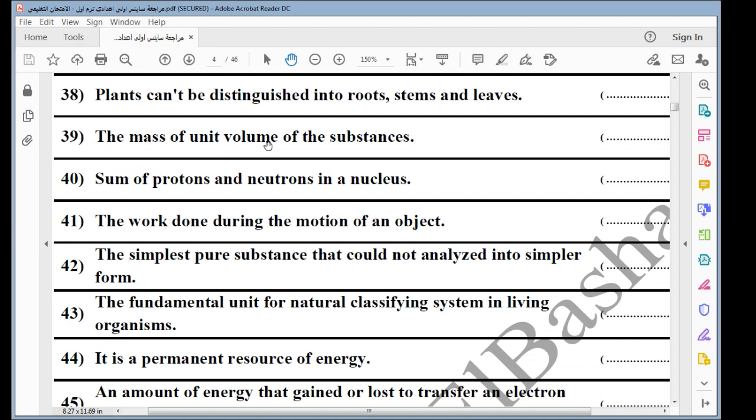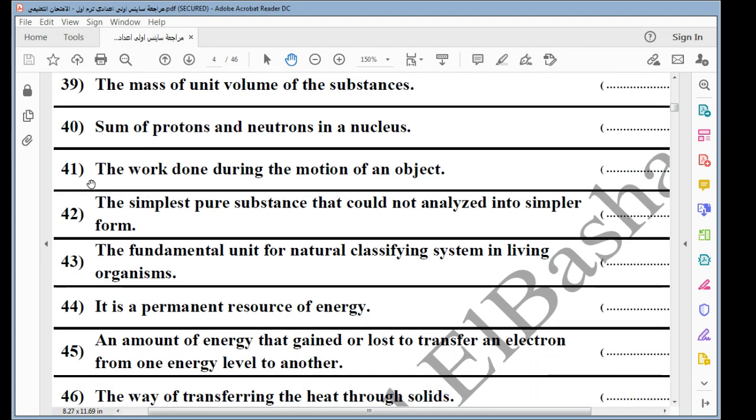The mass of unit volume of the substances. Of course, this is what? Density. Sum of protons and neutrons in a nucleus. Of course, this is what? The mass number. 41: the work done during the motion of an object. Of course, this is kinetic energy.